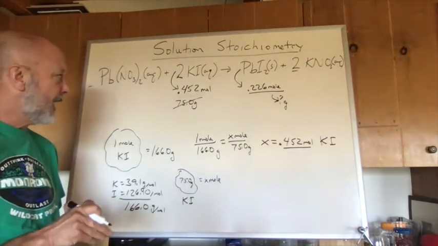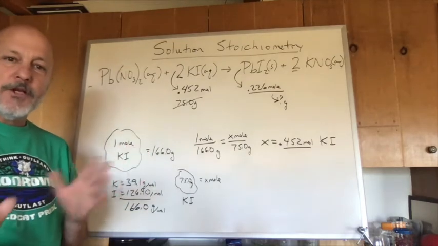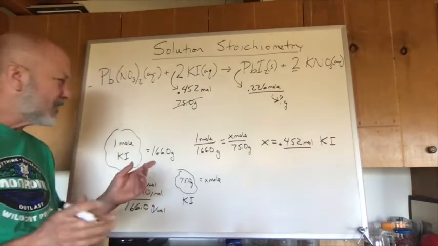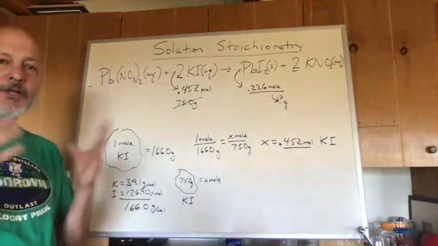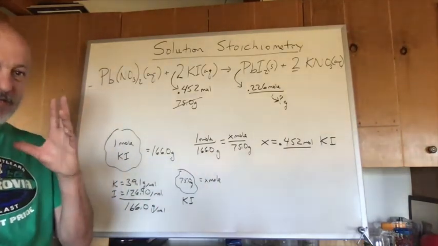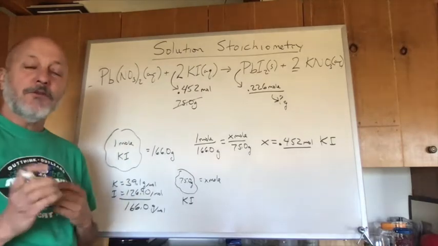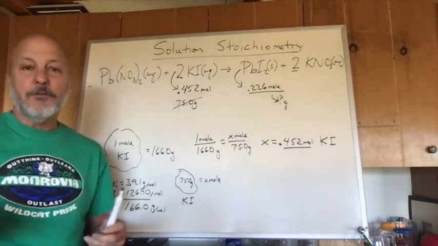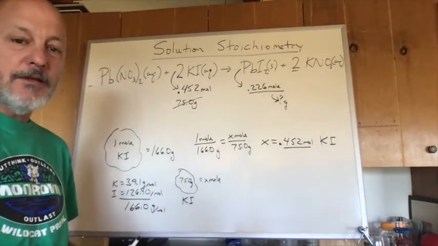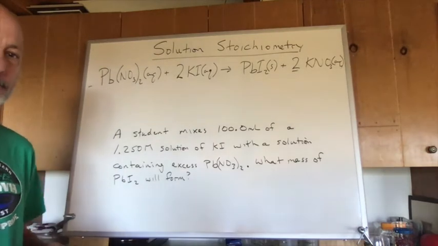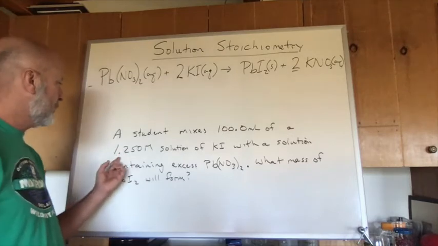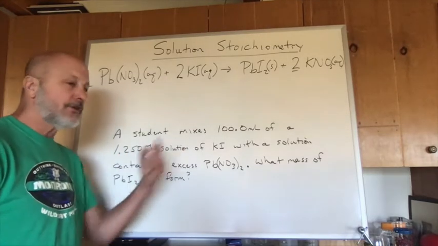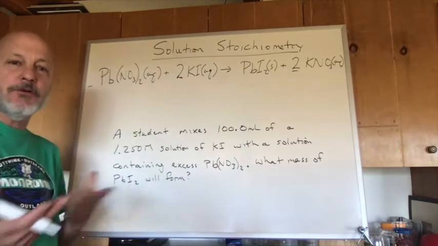So if I have the concentration of a solution, we generally don't talk about it containing 75 grams, because the concentration is a certain concentration. I can use concentration and volume to find the moles. And let's look at a typical problem. So a student mixes 100 milliliters of a 1.250 molar solution of potassium iodide. This would be a typical problem.